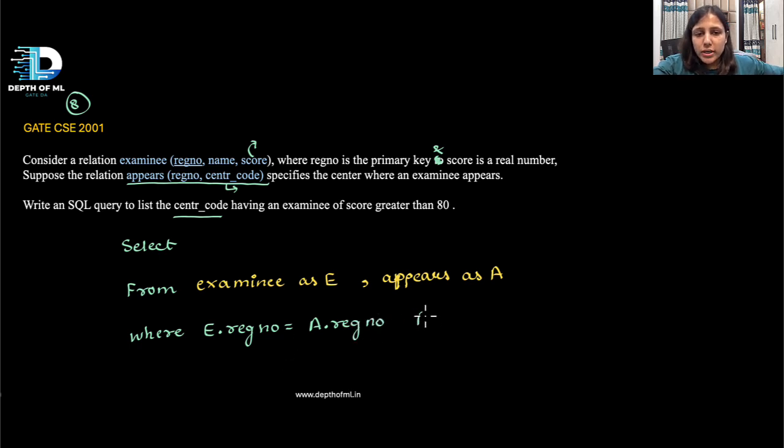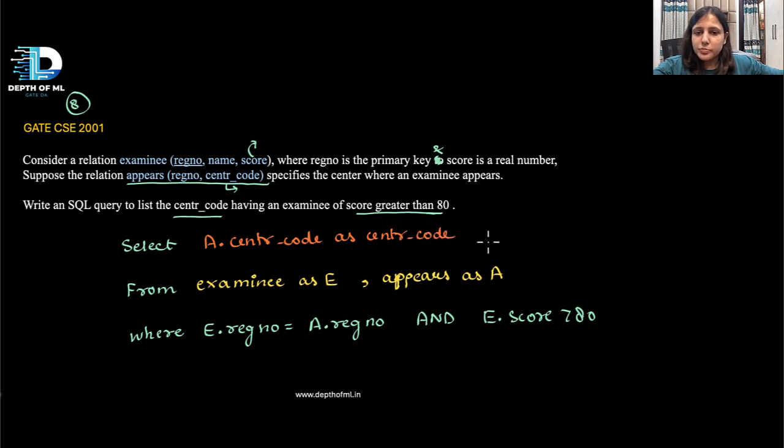Now I also want a condition where score is greater than 80, right? So this is the condition we have. So we have to write that E dot score is greater than 80. And that's it. For these joined tables, now we have to find the center codes. So we'll do A dot center_code as center code. Fine. So this is how you find all the center codes having an examinee with score greater than 80.